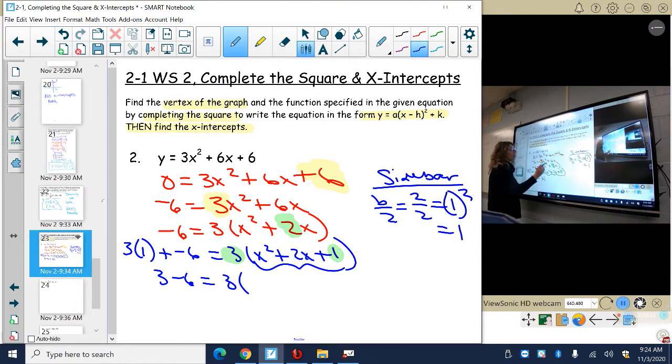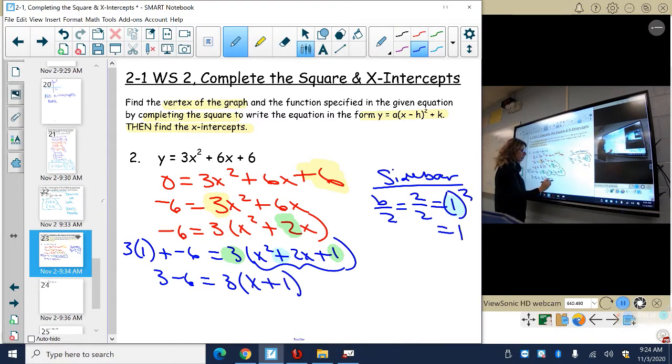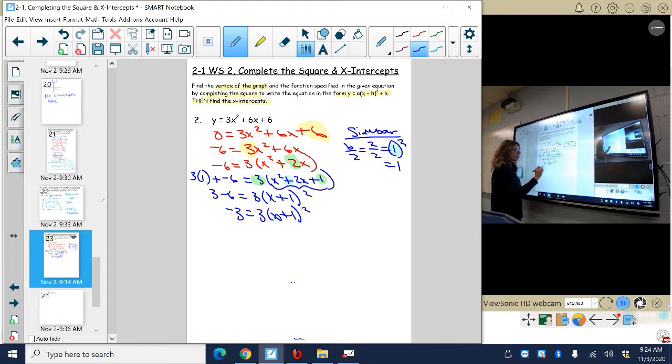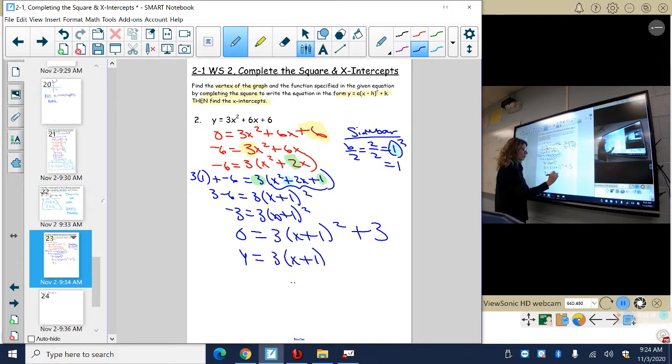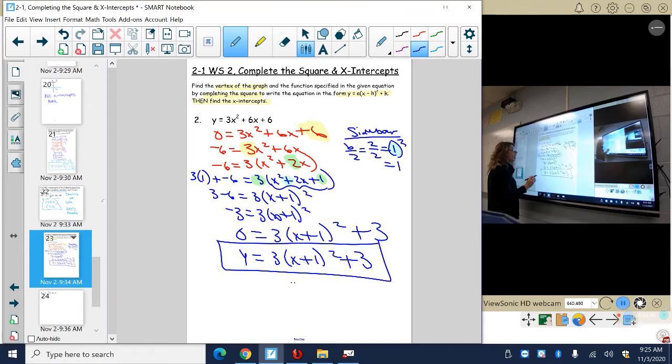These 3 terms are going to have this sign with this number. So that's going to be an x plus a 1 squared. This is negative 3 is equal to 3 times x plus 1 squared. So this is going to be 0 is equal to 3 parenthesis x plus 1 squared plus 3. So y is equal to 3 parenthesis x plus 1 squared plus 3. This is part A. That is finding the standard form.